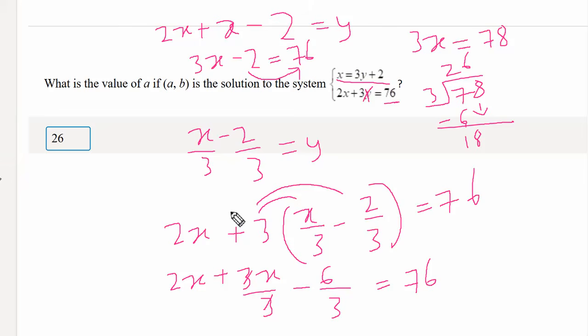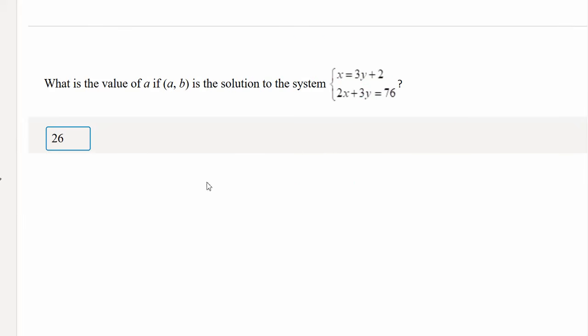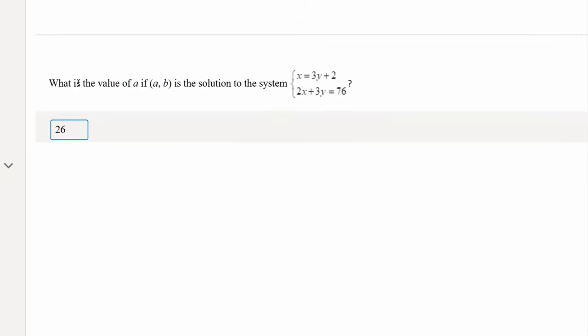What made our life easier here is that even though we made the fraction, we had 3 here already. So when we distributed it, we could remove the fraction. Usually I know some students get annoyed by the fraction, the addition and the subtraction of it. Good luck for this grade 7.